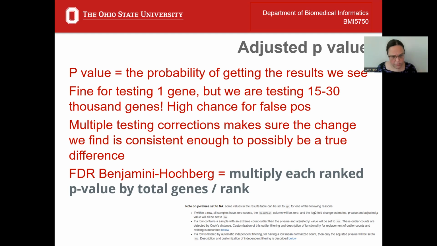And what we use most often is this FDR, Benjamini-Hochberg correction. What it does is rank all your p-values, and it multiplies each of your measured p-values by the total number of genes divided by the rank of that p-value. It adjusts your p-value to something a little bit higher. And so using the adjusted p-value is the safest option for filtering your data set.